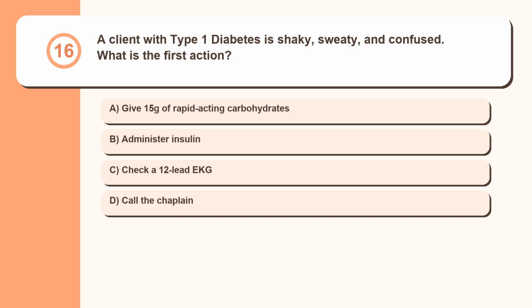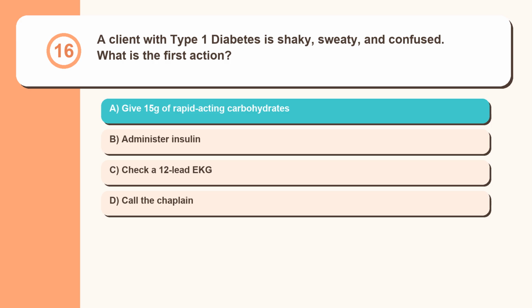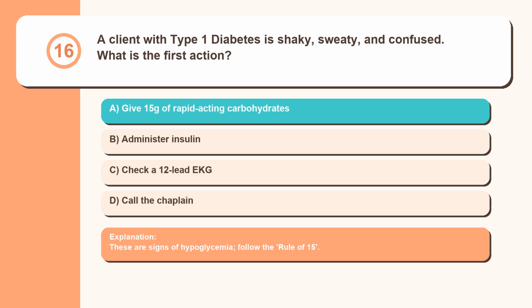Question 16. A client with type 1 diabetes is shaky, sweaty, and confused. What is the first action? Give 15 g of rapid-acting carbohydrates. Administer insulin. Check a 12-lead EKG. Call the chaplain. These are signs of hypoglycemia. Follow the rule of 15.